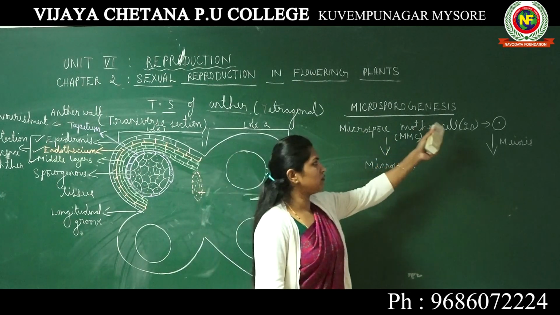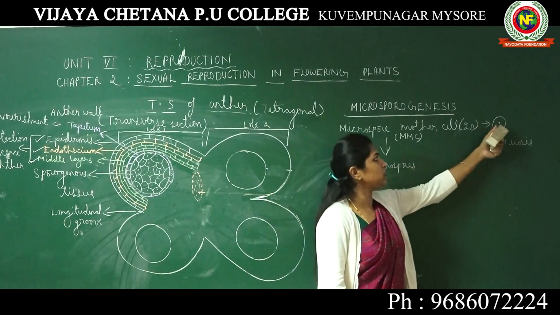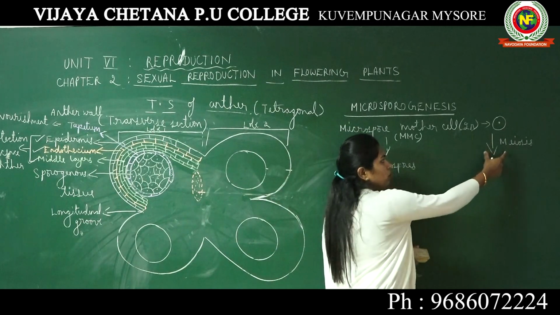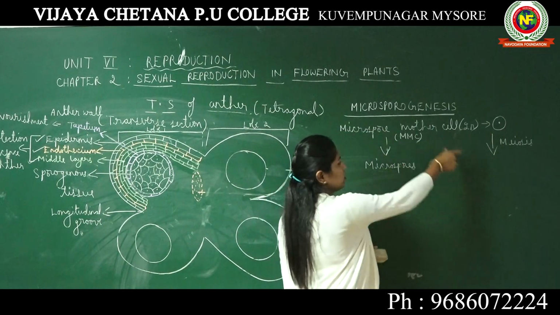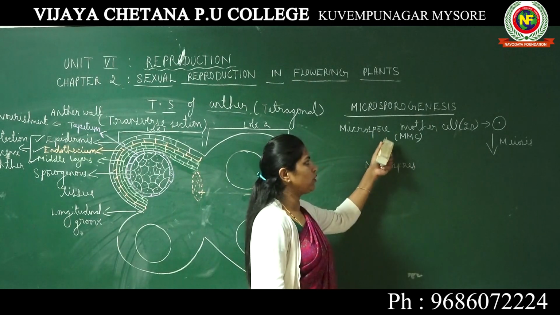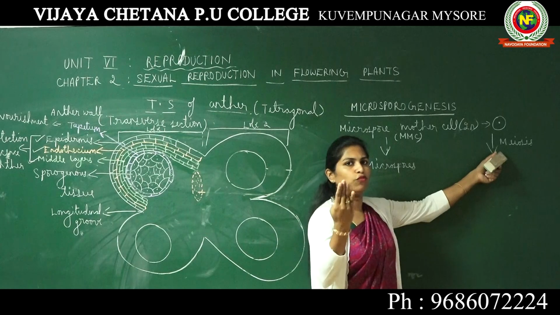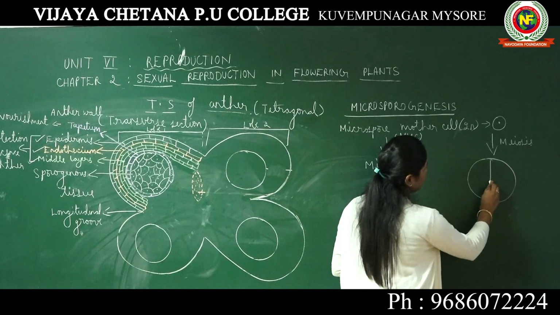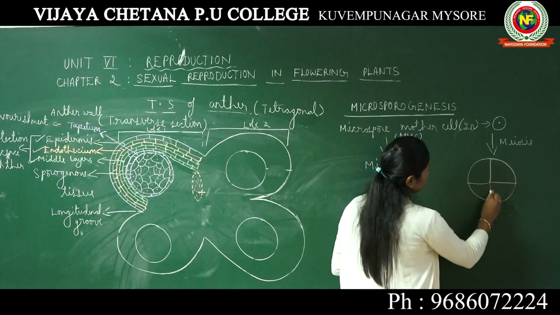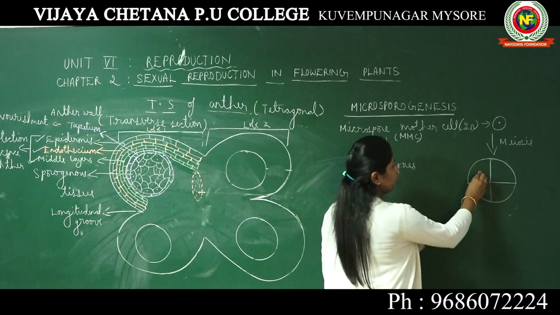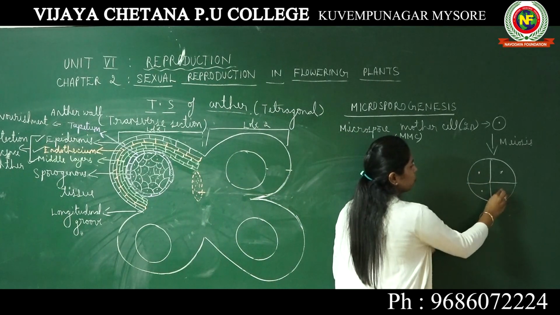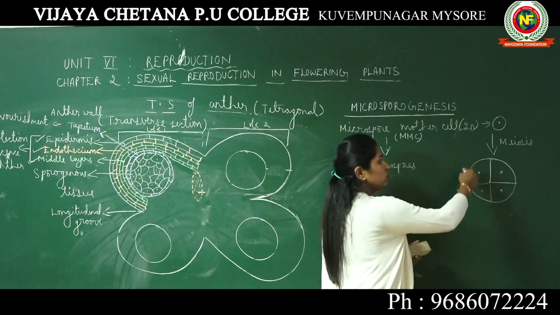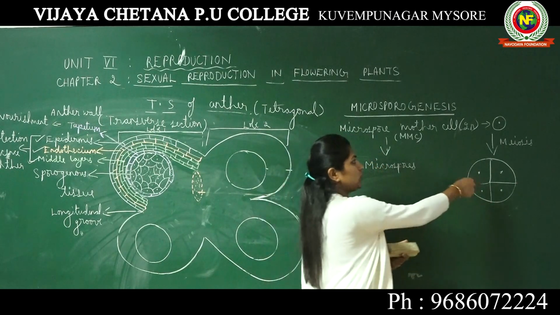Now, every microspore mother cell is a diploid cell, which undergoes meiosis, which is a reductional division. We all are aware that one meiotic division gives rise to 4 cells. After undergoing a meiotic division, the microspore mother cell produces 4 cells which are not separated, they are in close association with each other.